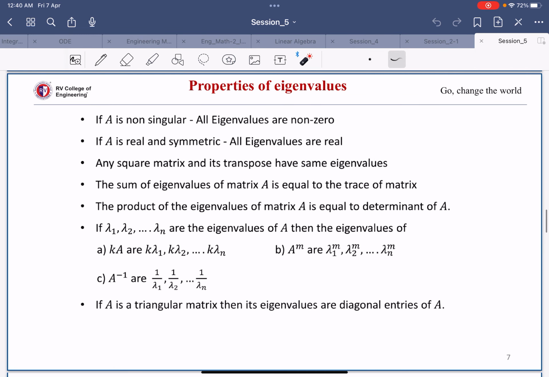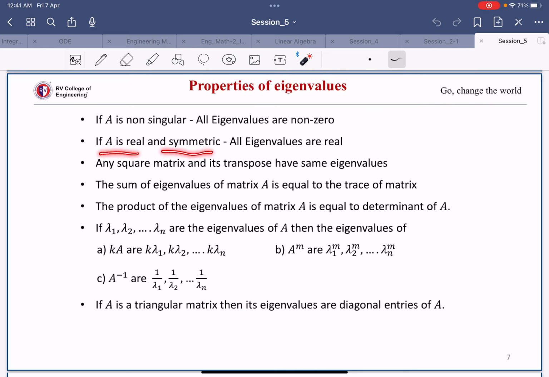Let us move on to properties of eigenvalues. So all the properties mentioned here are important. So let us look at the first property. If A is non-singular, a non-singular matrix is a matrix whose determinant is not equal to 0. So if A is a non-singular matrix, all the eigenvalues are non-zero. In other words, if A is a singular matrix, that is determinant of A is equal to 0, one of your eigenvalues will always be 0.